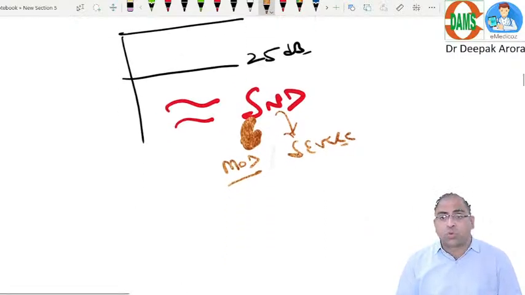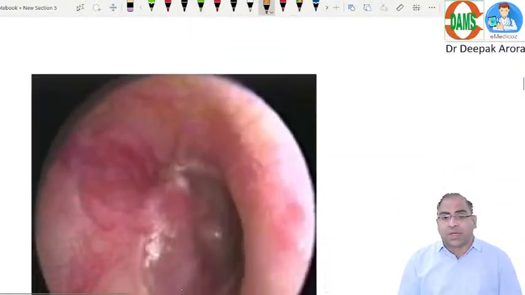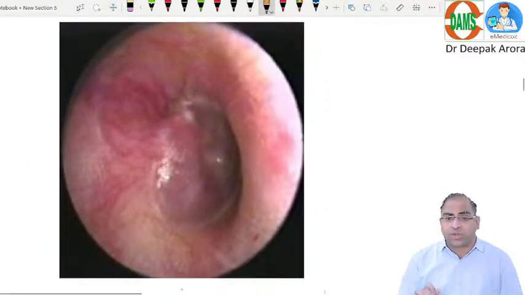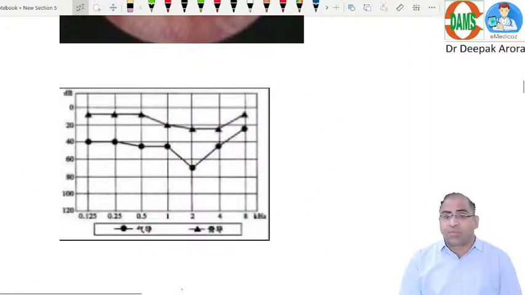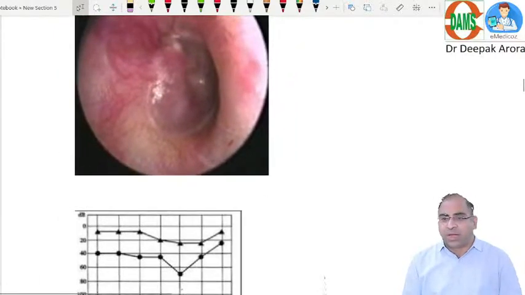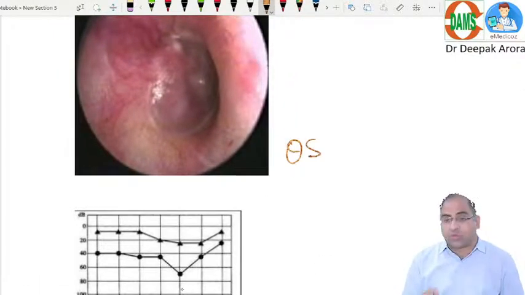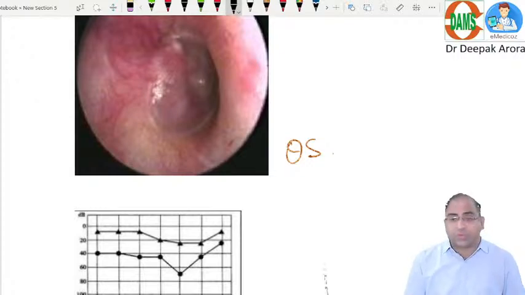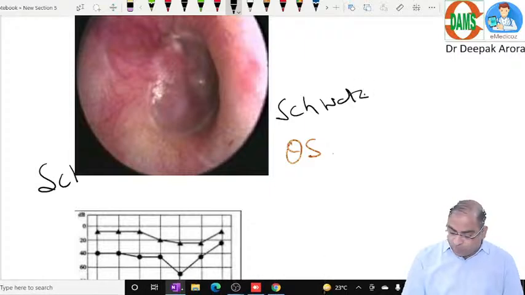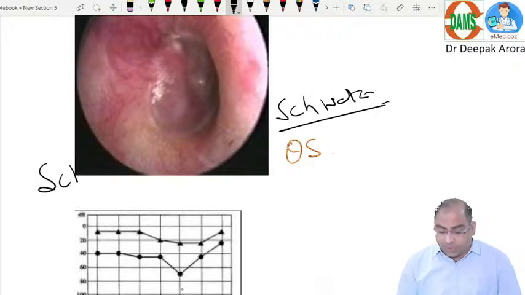Now I am showing you one slide. This is a reddish tympanic membrane. So if examiners show you this slide, with maximum hearing loss at 2000 Hz and a red tympanic membrane, it is otosclerosis. Very important topic. Otosclerosis. What I am showing you is Schwartze sign, flamingo pink sign. Schwartze sign, flamingo pink sign.